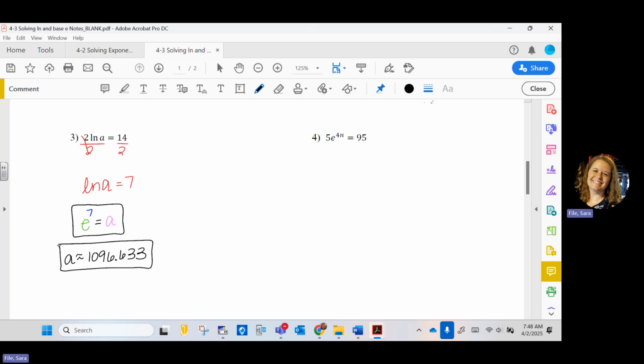Okay, 4 is different now. Instead of starting with a log, we're starting with an exponential. And that exponential is not isolated. What needs to move first? I need to get the e to the power by itself. So what do I do?